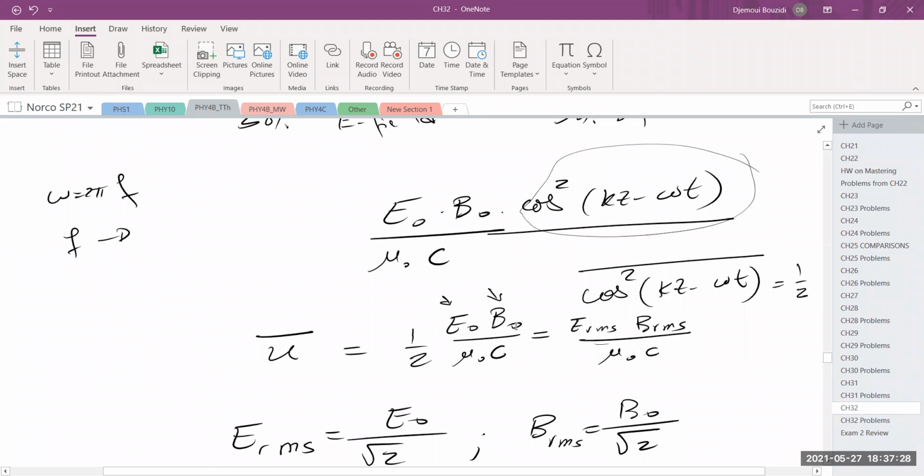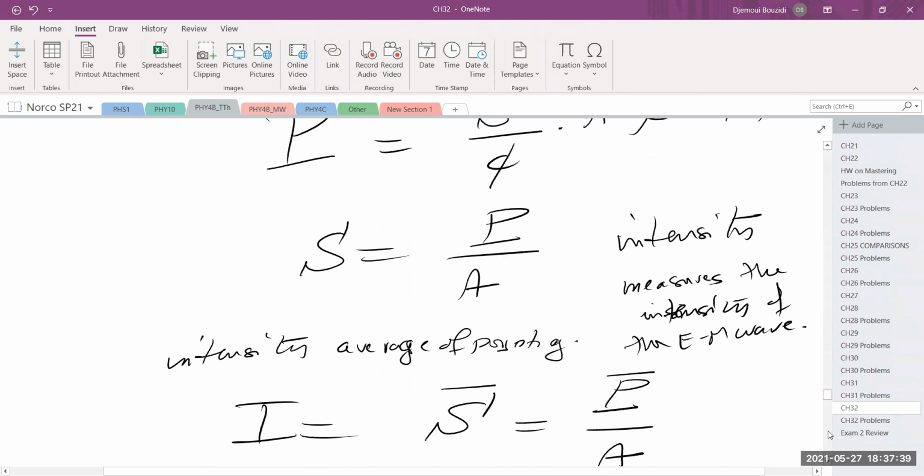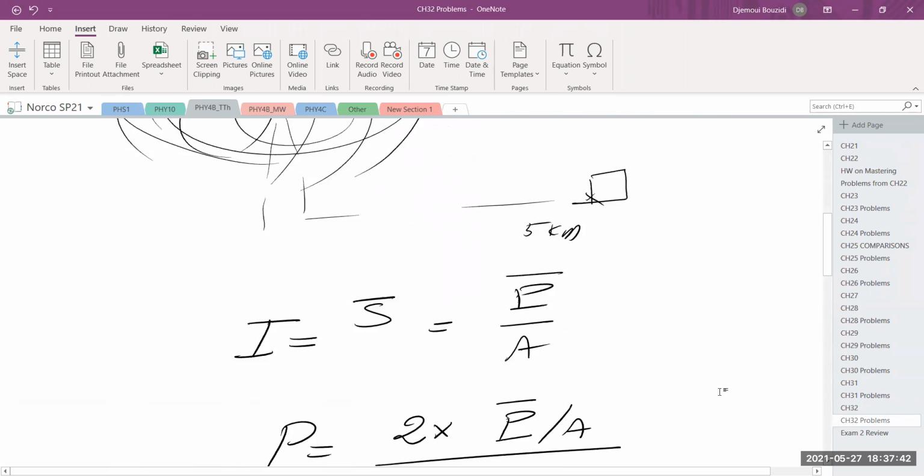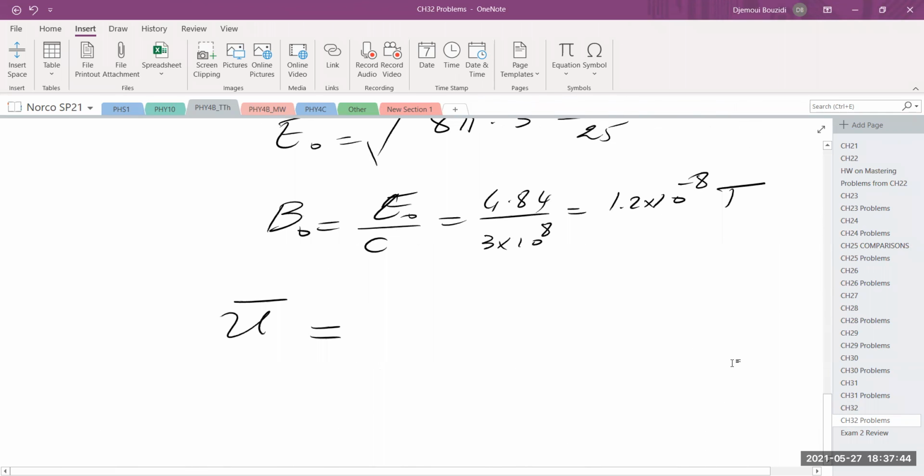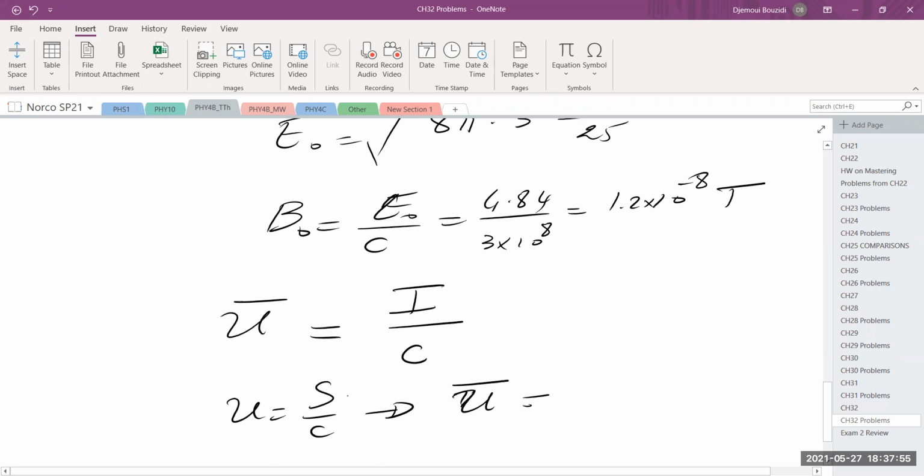U bar is just basically the intensity, the pointing vector, which is the intensity in this case divided by C, that's all. Okay. So this number is just basically the intensity divided by C, because in general it's S over C, but when you average it, the average of S is actually the intensity of the wave divided by C. And the intensity, if you remember, is the pressure divided by the area. We should really have calculated this value from the get-go because we keep on hitting it time and again.